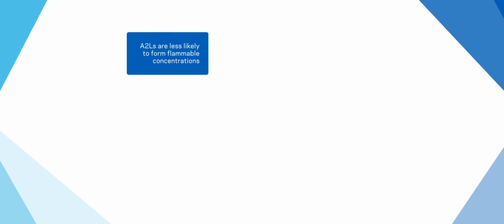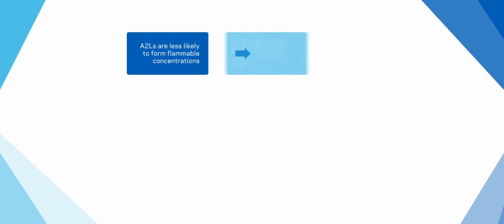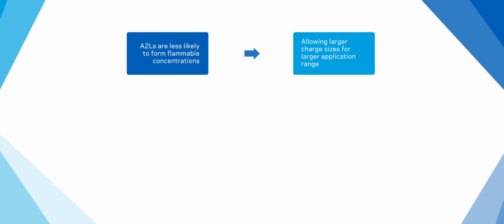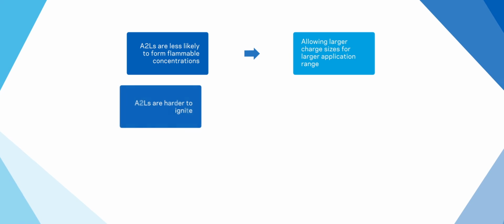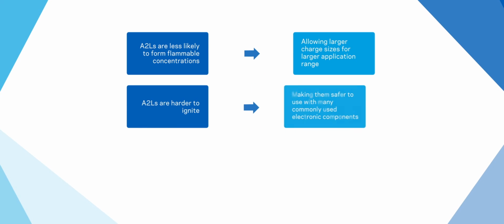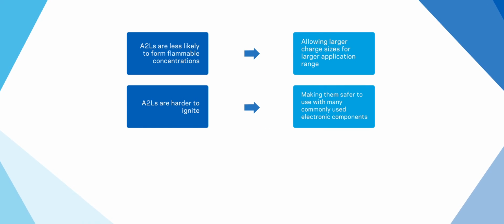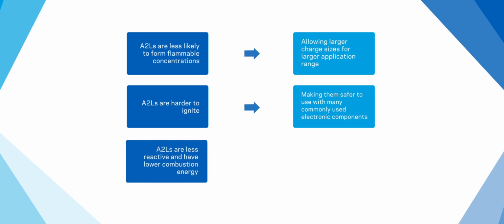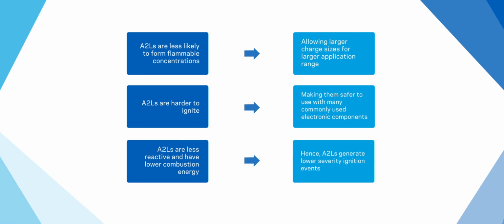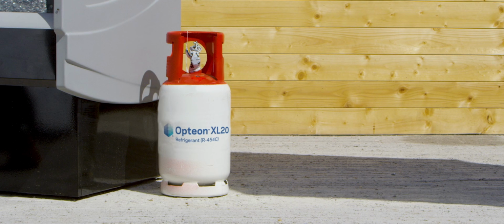A2Ls are less likely to form flammable concentrations, allowing for larger charge sizes for a larger application range. A2Ls are harder to ignite, making them safer to use with many commonly used electronic components. A2Ls are less reactive and have a lower combustion energy. Hence, A2Ls generate lower severity ignition events. Given these factors, A2L refrigerants can be considered an inherently safer solution than A3s, such as propane.